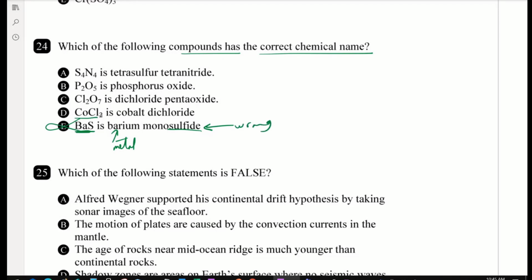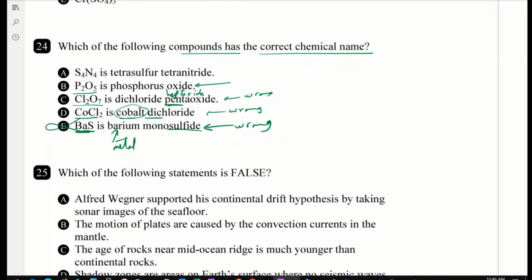CoCl2, cobalt and chlorine. That's an ionic compound. So he says here cobalt dichlorine, so that's the wrong one. And by the way, cobalt has multiple oxidation numbers. So you need to tell which cobalt this one is. That's cobalt 2, by the way. Cl2O7. Hepta, not penta. So that's also wrong because it should be heptoxide.